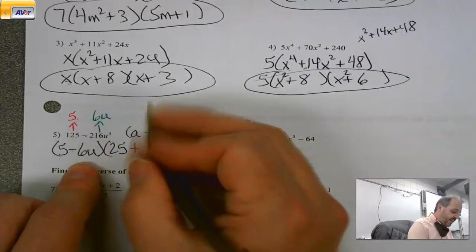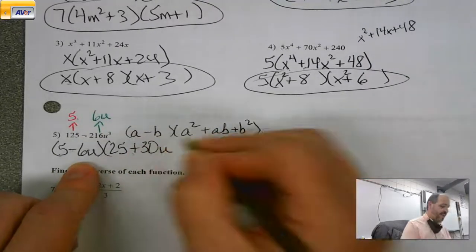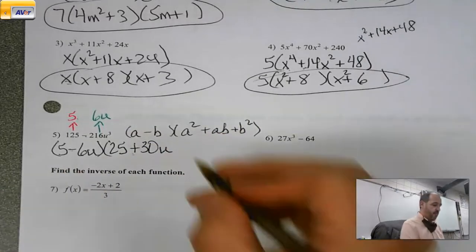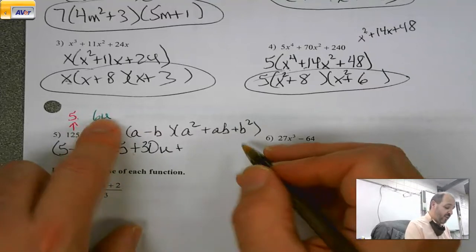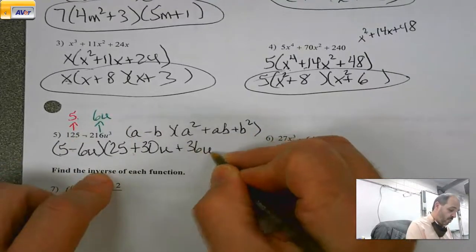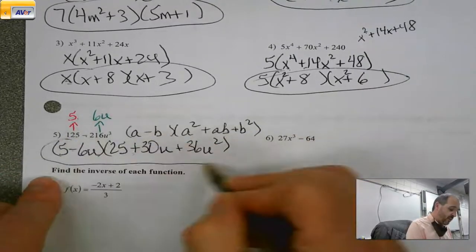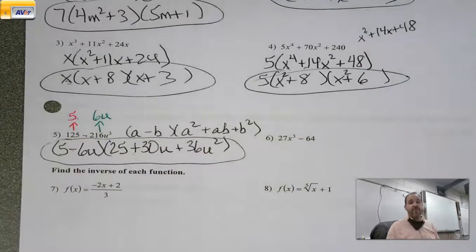Multiply my two terms together. Notice again, I didn't take the negative with. Plus my last term squared, the 6 and the u. There is nothing else to do. There is nothing else to factor. You have to know the form.